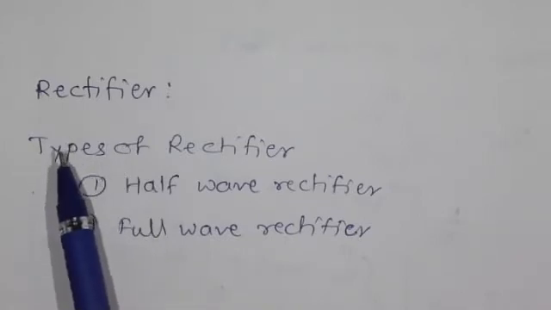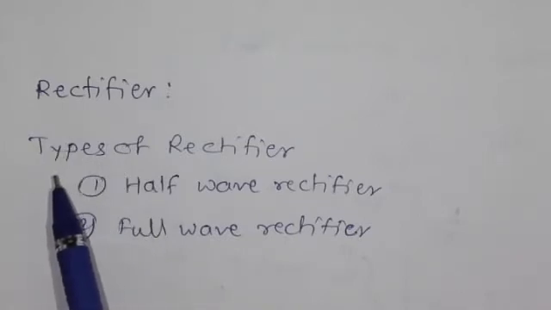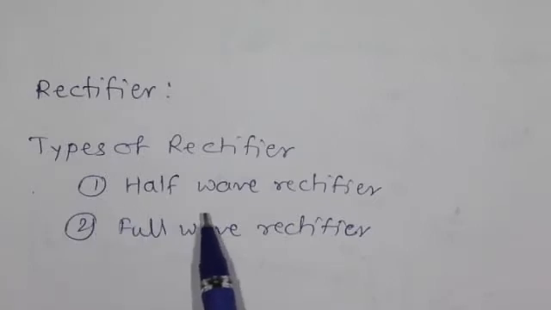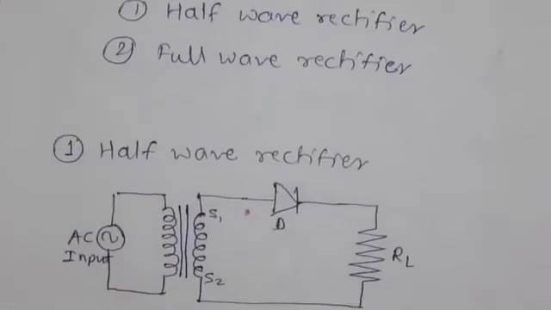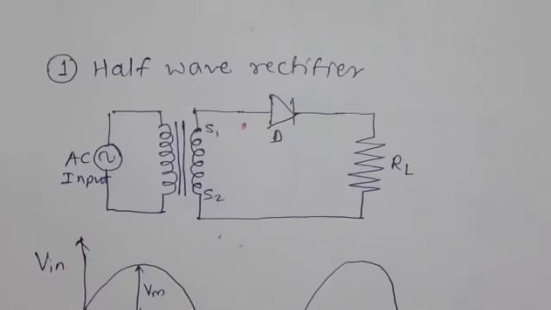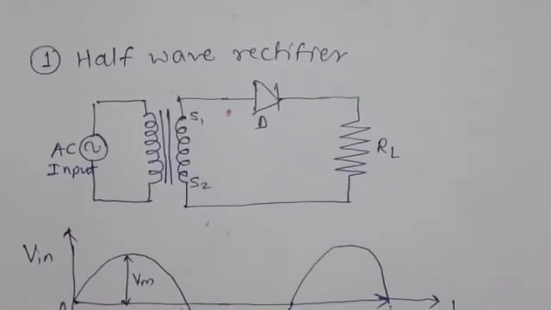Now these rectifiers have different types. It has two types: one is called the half wave rectifier, and the second is called the full wave rectifier. Full wave rectifier also has two types that we will see later on. Now firstly, the half wave rectifier. The circuit consists of a simple component, that is nothing but a diode.